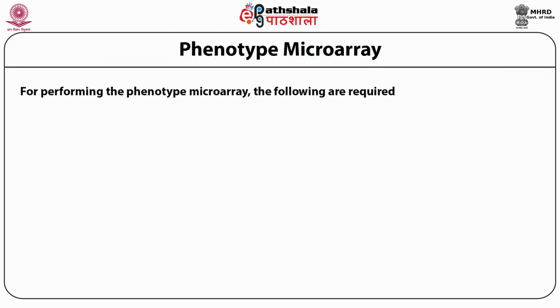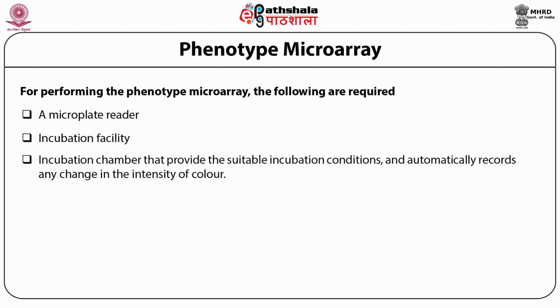For performing the phenotype microarray, the following are required: a microplate reader, and an incubation facility, an incubation chamber that provides the suitable incubation conditions and automatically records any change in the intensity of color.